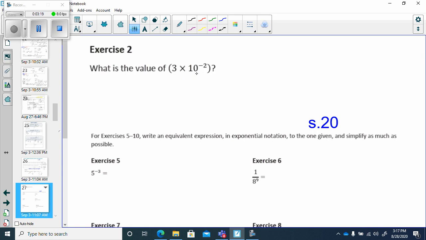What's the value of 3 times 10 to the negative 2nd? Well, let's look at this. We keep our 3, and 10 raised to the negative 2nd. Okay, we've already talked about this. If I've got a to the negative 2nd, that's the same as 1 over a to the positive 2nd. So if this is 10 to the negative 2nd, that would be 1 over 10 to the positive 2nd. That is 3 times 1 over, and 10 to the 2nd is 10 times 10, which is 100. That would give you 3 100ths.